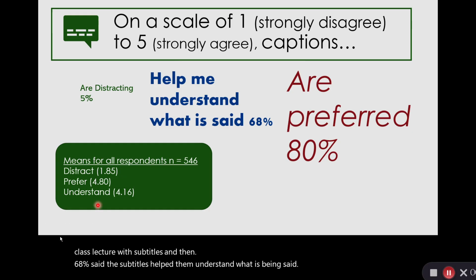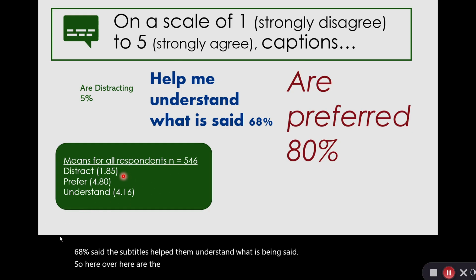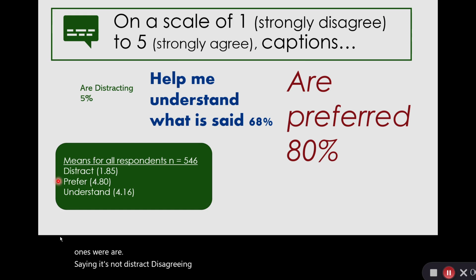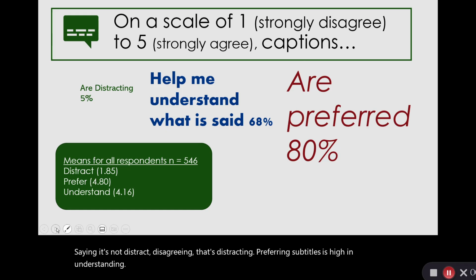So over here are the means for the students. So it's a 1 to 5 scale. The lower ones are saying they disagree that it's distracting. Preferring subtitles is high, and improved understanding is higher.